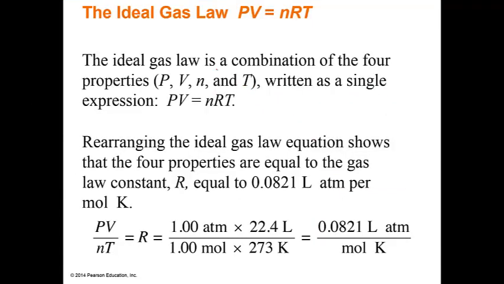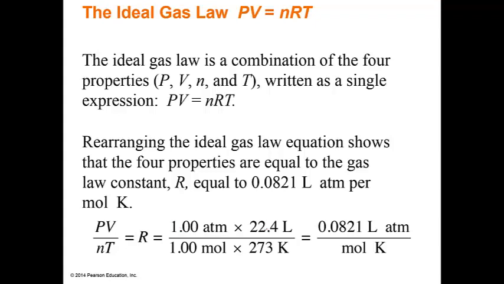All right, so the ideal gas law is a combination of 4 properties: pressure, volume, moles, and temperature, written as a single expression. PV, pressure and volume, is equal to nRT, moles, R, and temperature. Now we got to go, okay, what is R? That is our gas law constant, okay? So that is something that will never change in this equation. So R, all right, you can see how they're like PV over nT equals R.